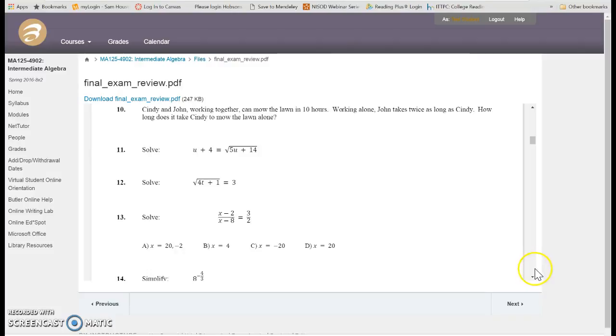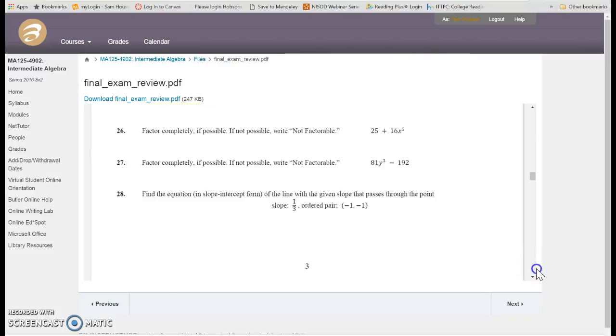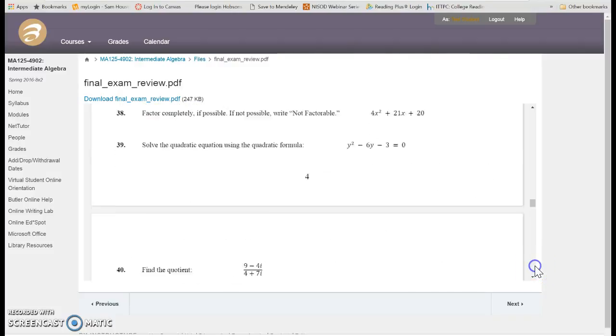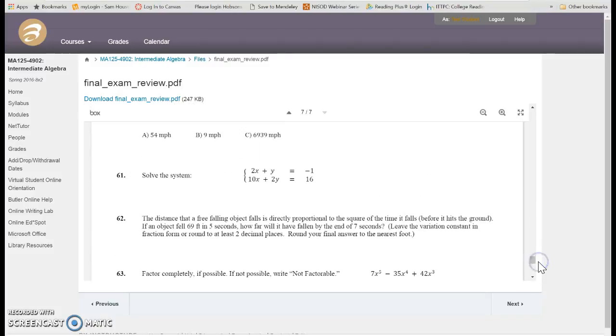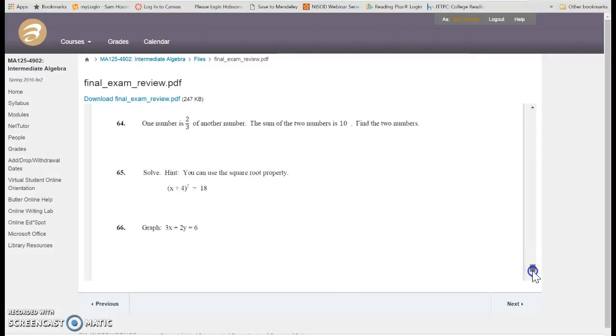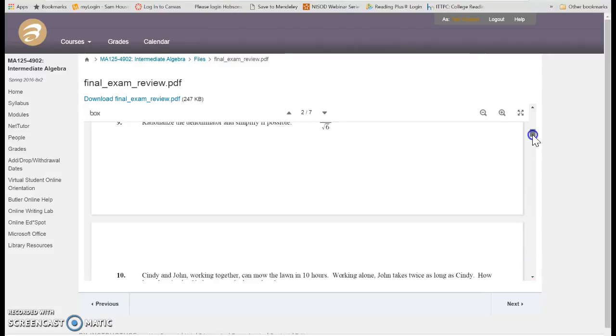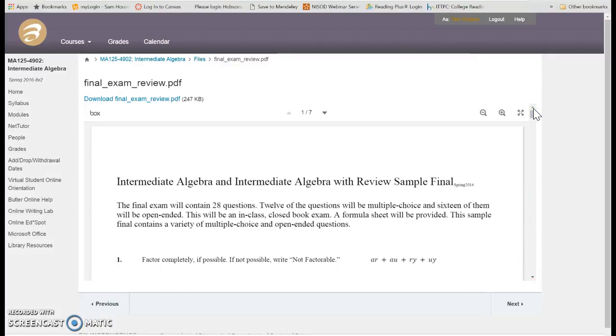So this is it. This is what you need to be able to do. This is what's going to prepare you the best for the final. It is comprehensive. It's going to cover every single section that we have covered for the whole course. So please be aware of these problems and how to do those.